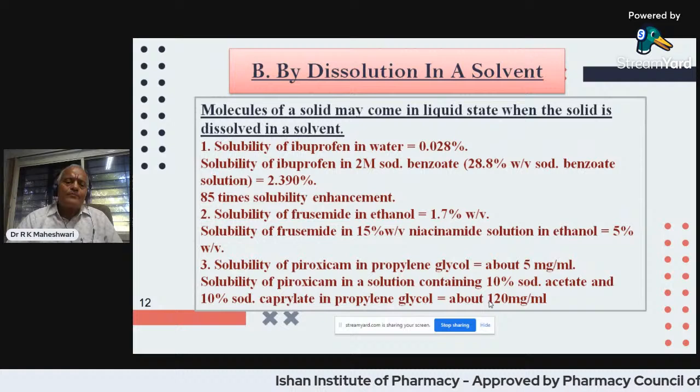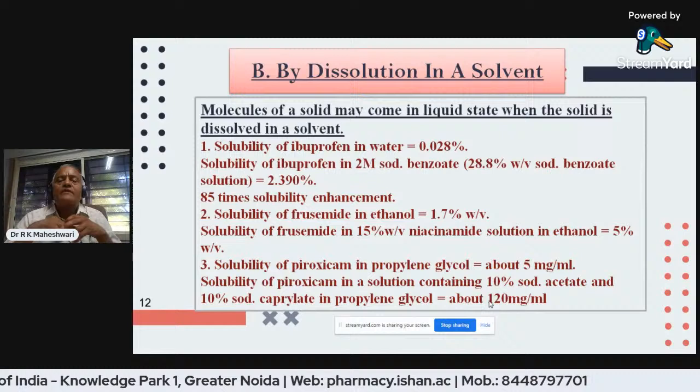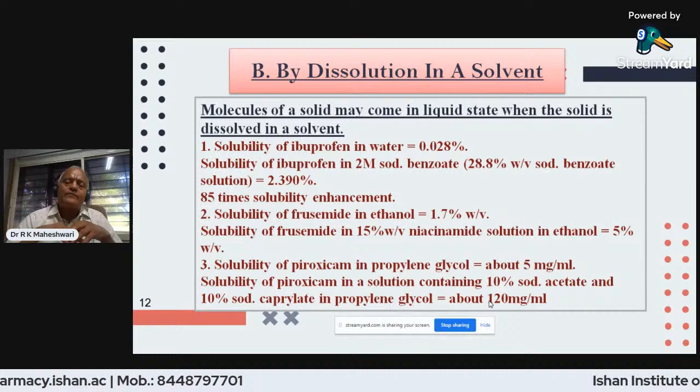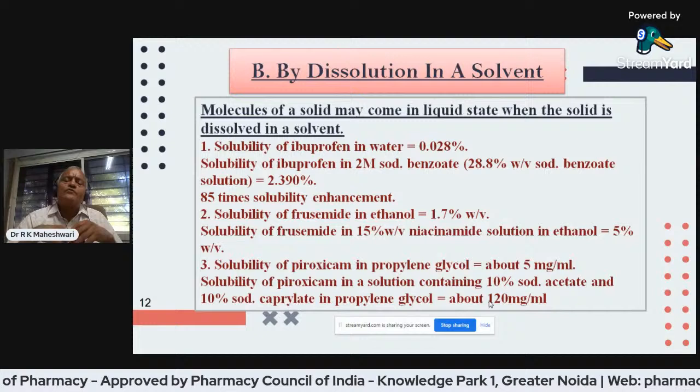For example, three examples are here for dissolution. Number one, water here is used as solvent. The solubility of ibuprofen in water is very poor, 0.028% weight by volume. If you employ a 28.8% weight by volume solution of sodium benzoate in water, a concentrated solution, you may say nearly 30% weight by volume solution of sodium benzoate in water.